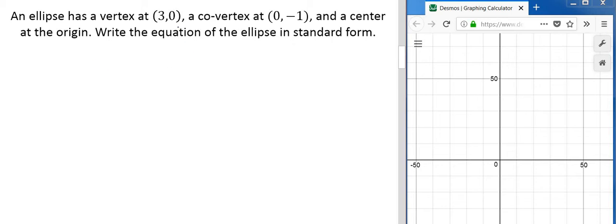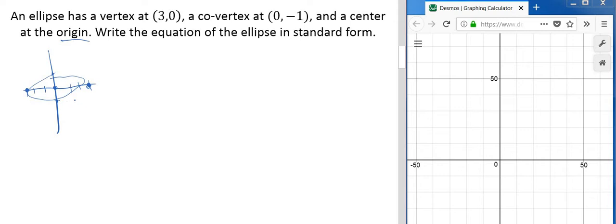An ellipse has a vertex at 3, 0, covertex at 0, negative 1, center, the origin. Write the equation. Okay, I like to just visualize. Let's do a quick sketch. Vertex, so again, let's do our center. Vertex at 3, 0. So 1, 2, 3. So there's a vertex out there. Covertex at 0, negative 1. So if this is out here, that means the other one would be 3 the opposite direction. This one's here, we'd go there. So if we kind of sketch that in, kind of hard to sketch ellipses, I'm just freehanding that.